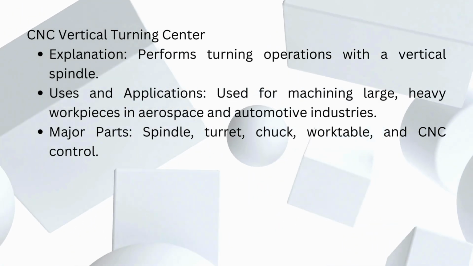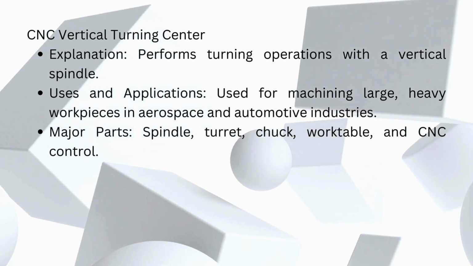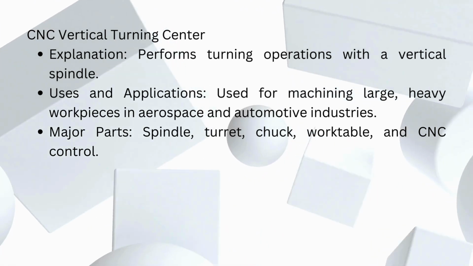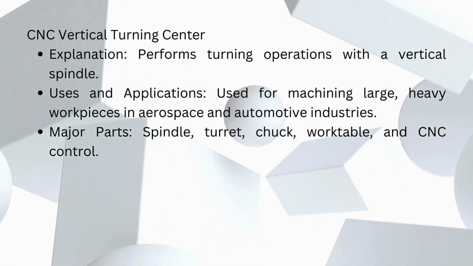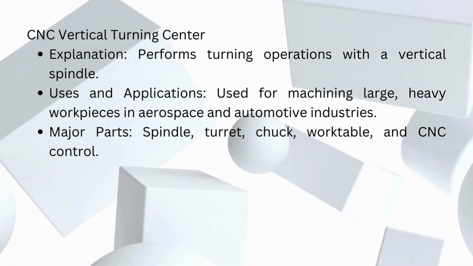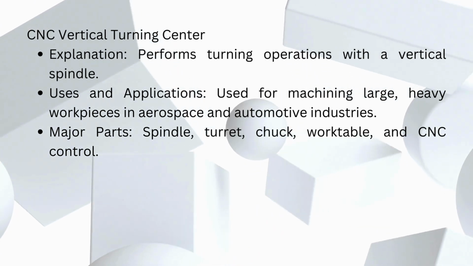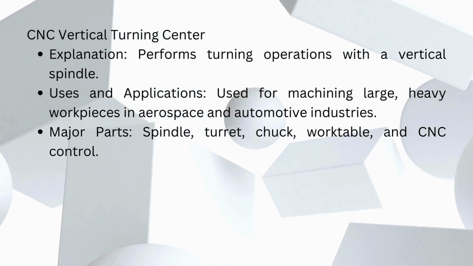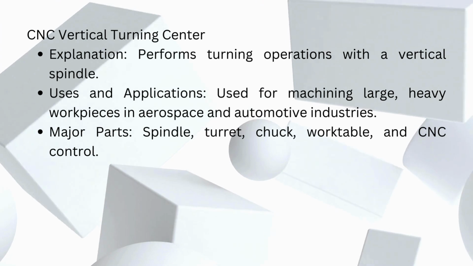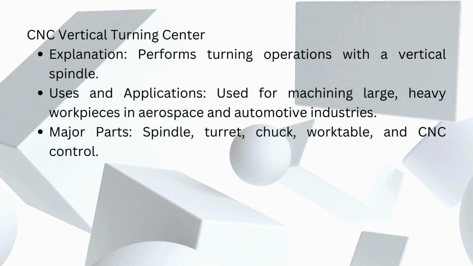CNC vertical turning center. Explanation: performs turning operations with a vertical spindle. Uses and applications: used for machining large, heavy workpieces in aerospace and automotive industries. Major parts: spindle, turret, chuck, work table, and CNC control.